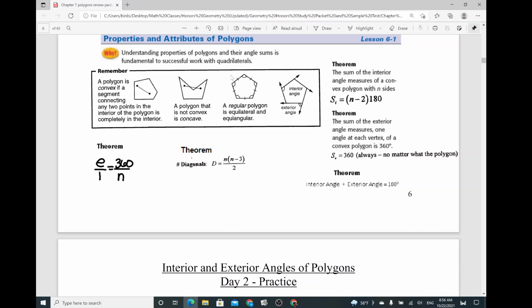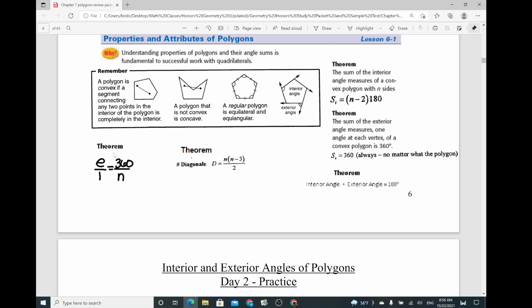Regular polygons are equilateral and equiangular. Equilateral means all sides are equal. Equiangular means all angles are congruent. Okay? If you see an irregular polygon, convex again, diagonals must be found right inside the polygon. And for the concave polygon, the diagonal could be found outside the polygon.